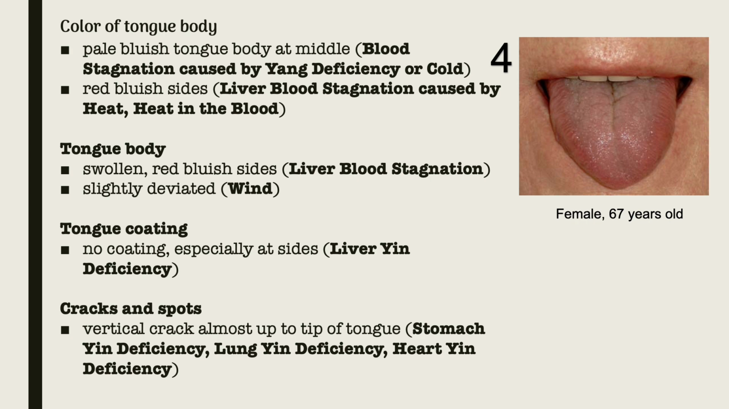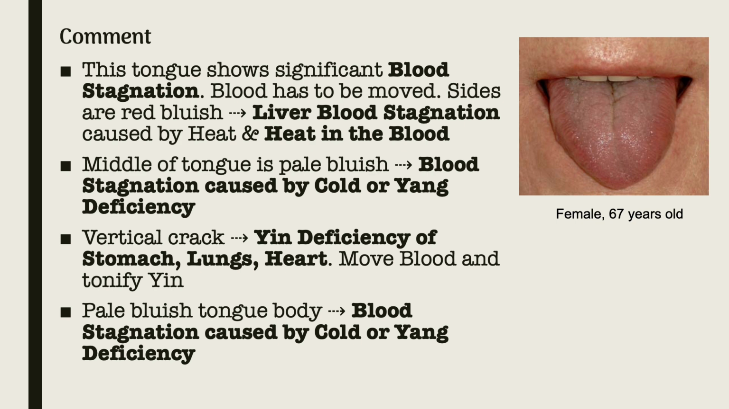The tongue has no coating, and this is noted especially at the sides. So this is telling us there is liver yin deficiency. Okay. No coating, that's yin deficiency. Location, liver area. And again, you could see a vertical crack almost extending up to the tip of the tongue. Stomach yin deficiency, lung yin deficiency, heart yin deficiency. This tongue shows significant blood stagnation. Therefore, blood has to be moved. You have to invigorate the blood.